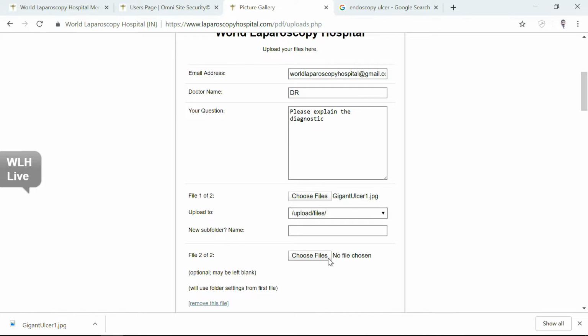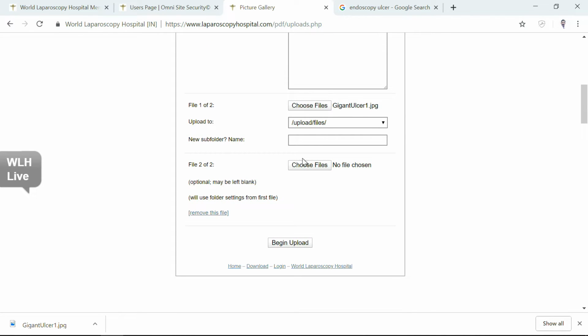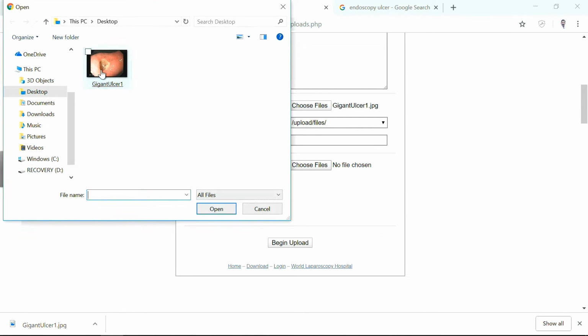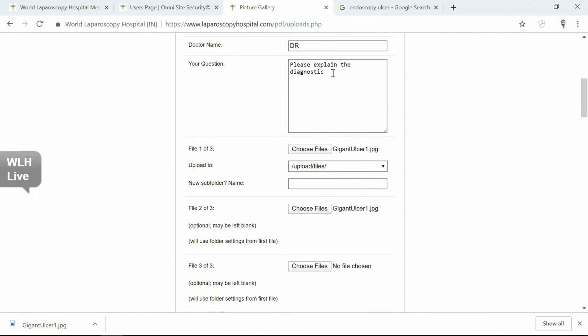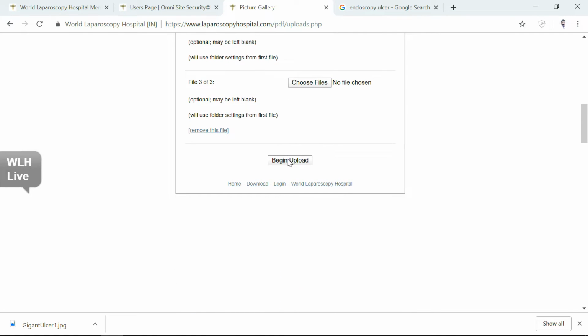And you can upload a file up to 2 GB. Once you upload one file, another will open. And again you can choose another, and again a third will open, like that. So after choosing the file, type your question, please explain the diagnosis of this endoscopic picture. And do you know what happens? One copy comes to us, one copy goes to you, and one copy we forward to Professor Khurrana.